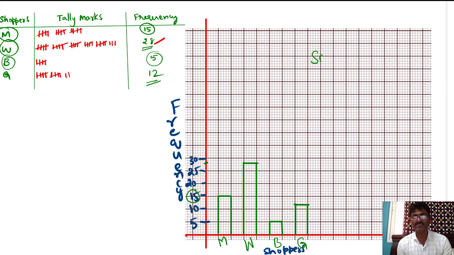Here we need to mention the scale also. Scale. So on the y-axis, 1 centimeter equals 5 persons. This is the scale. Let us go to the next problem.